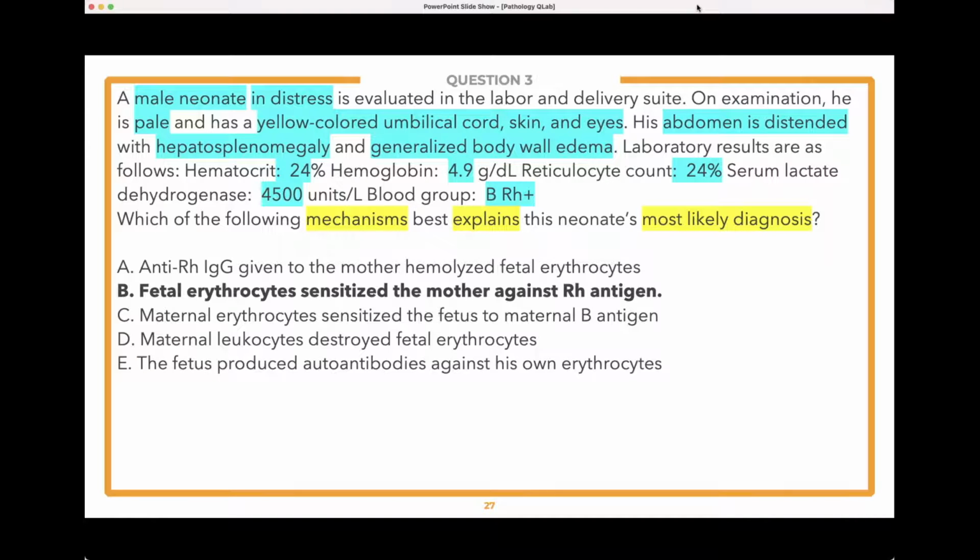Okay. And then lastly, answer choice A, that's actually talking about RhoGAM. That actually would prevent this condition from happening. So in this case, fetal red blood cells sensitize the mom against that antigen, and in subsequent pregnancies like this one, the mom now has antibodies that can attack the fetal red blood cells, and that can lead to this condition. Okay, so great job with this question as well.